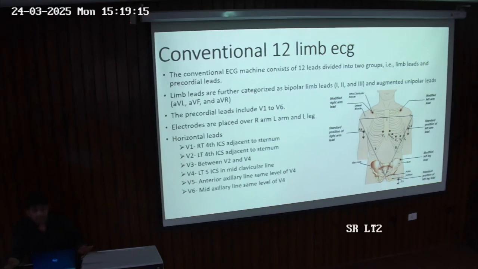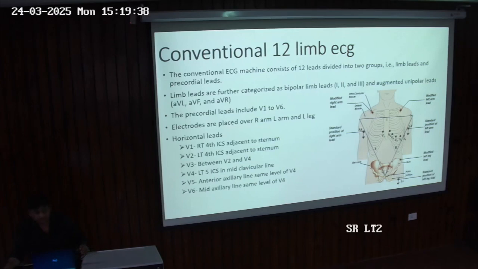Precordial leads V1 to V6: V1, V2, V3, V4, V5, and V6. These are the precordium. Electrodes are placed over the right arm and left leg. Horizontally, V1 is at the right fourth intercostal space. V2 is the fourth intercostal space adjacent to the sternum.